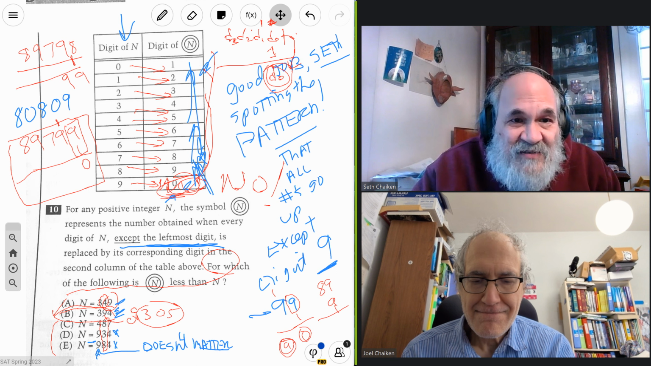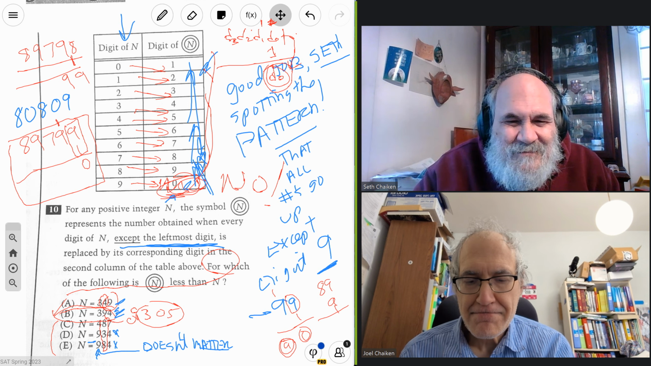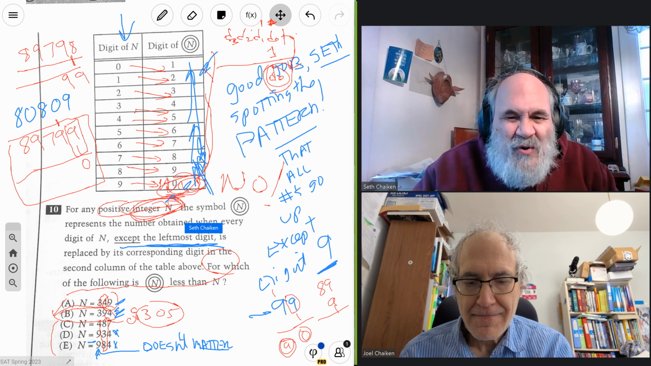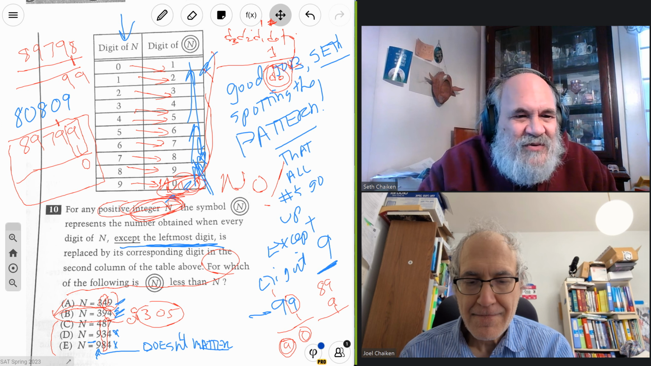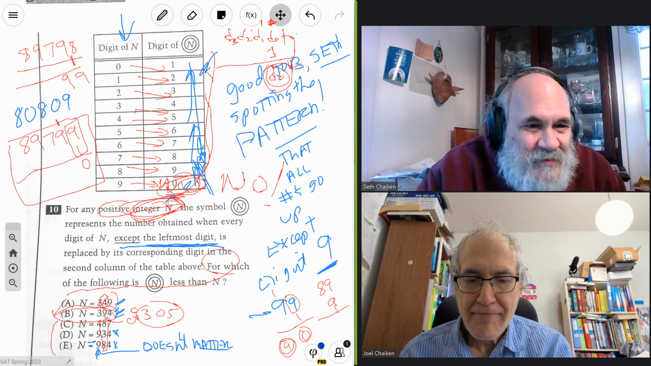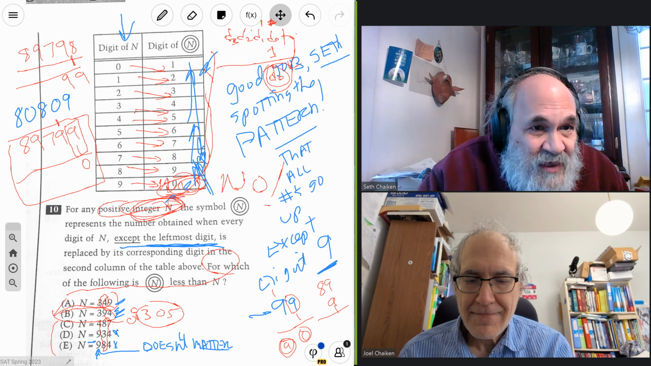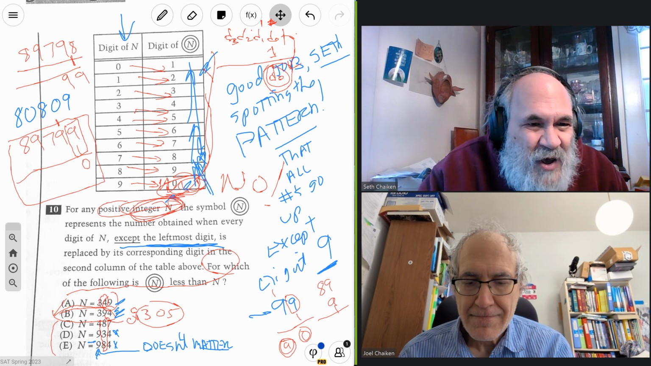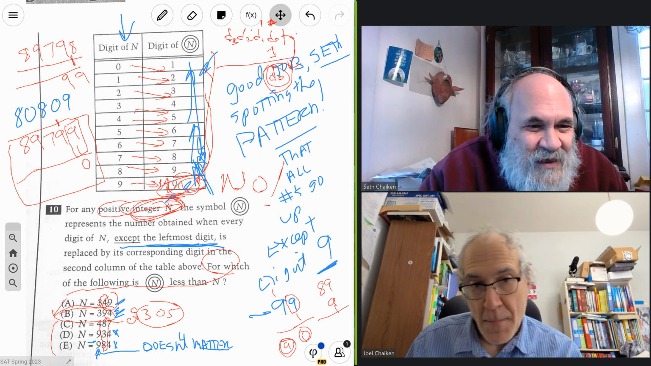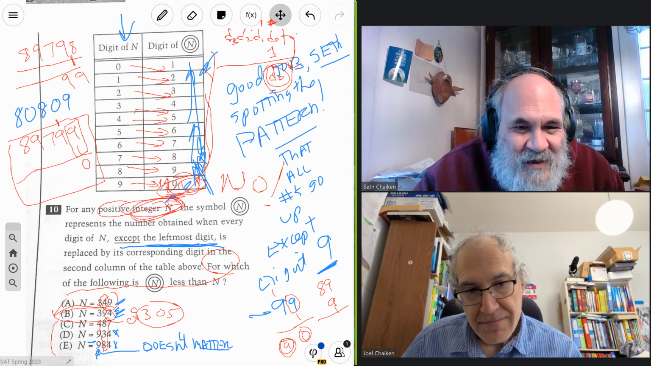It says it's a positive integer n. Okay. So we're going to use a different color for black. I'm going to use blue. No, I'm going to use a different color. Purple. Hold on one second.